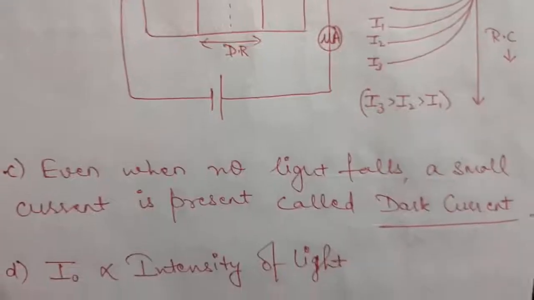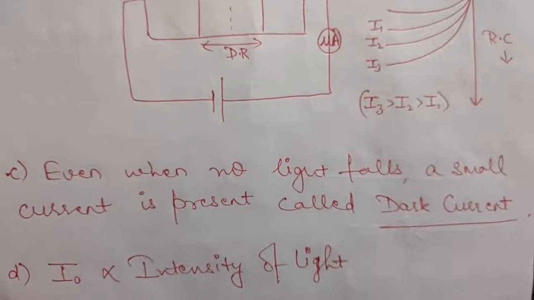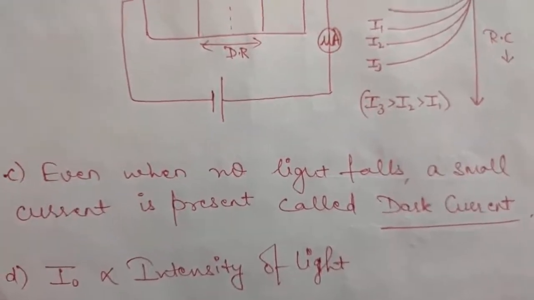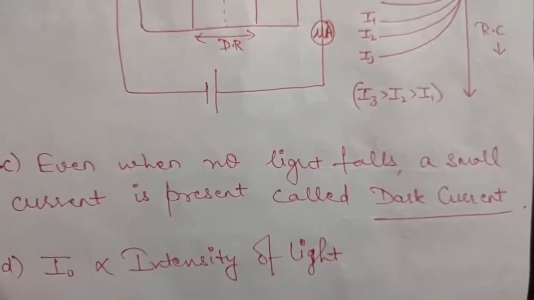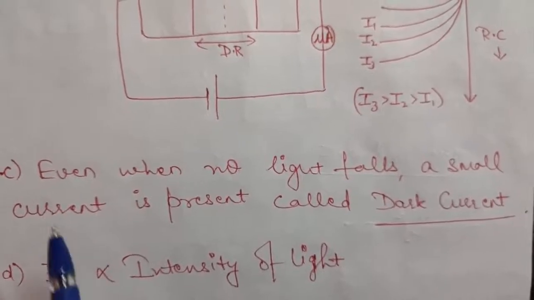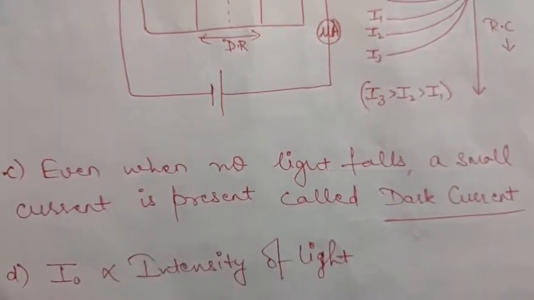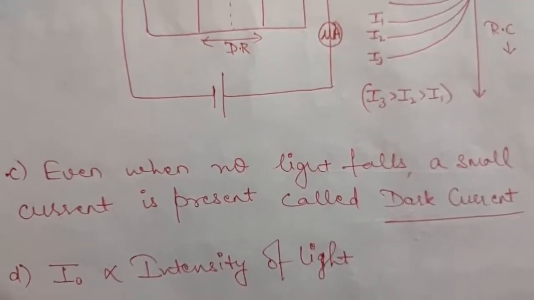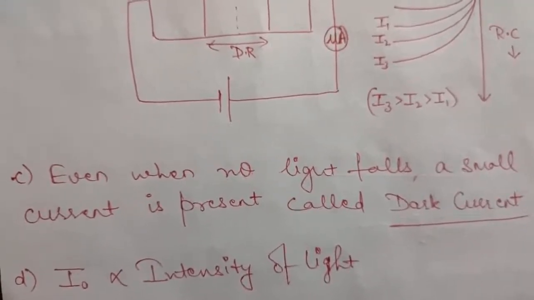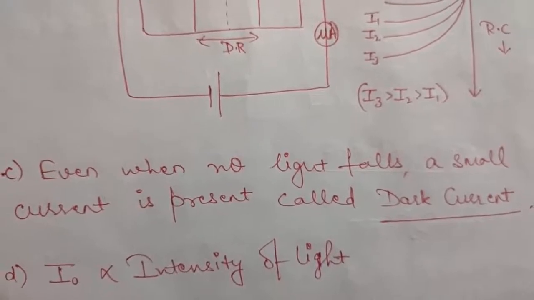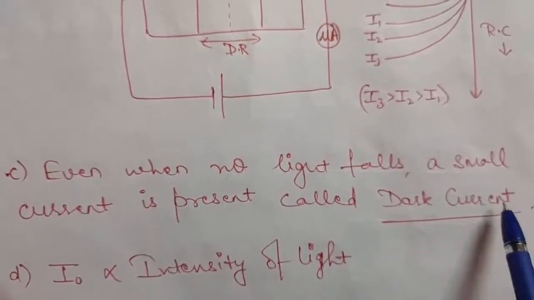Okay, so what was seen? It was seen that even when no light falls on this photodiode, a small current was present. That is, even if no light is there, a small current is present, and that current is called dark current. Dark current, because that is the current in the dark, when no light is there.